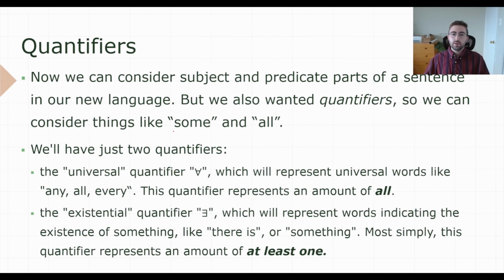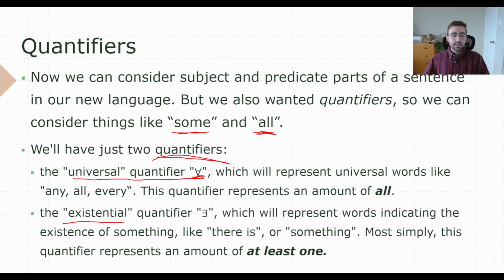So we need to consider English words like some and all, right? Those are the two quantifiers we're going to have in our predicate logic language. So we're going to have to introduce quantifiers, symbols that represent quantities, right? So we're going to have this universal quantifier, which looks like an upside down A. And it'll mean like all or every. It's universal in quantification, right? It's quantifying an amount of all or every, a universal amount, right? So that's it. That's the upside down A. It's our all symbol or our universal quantifier.